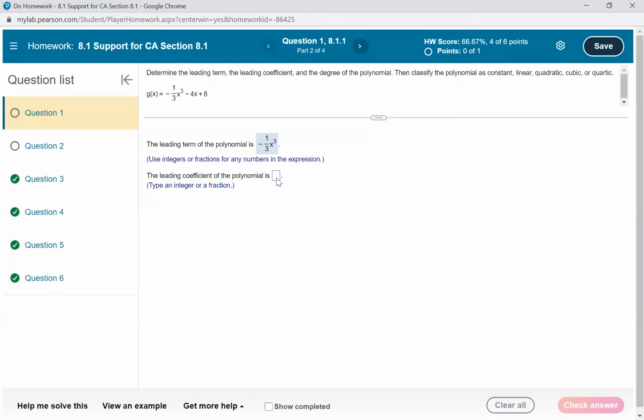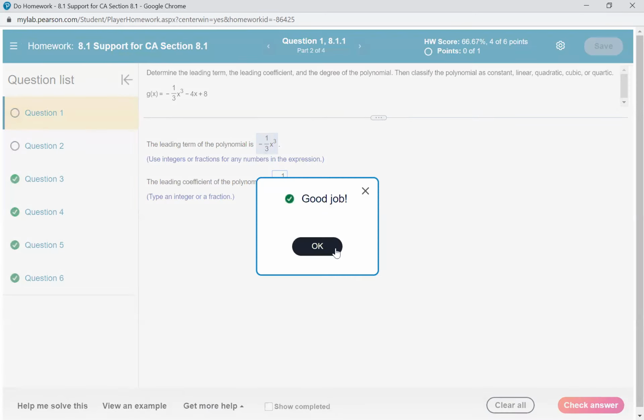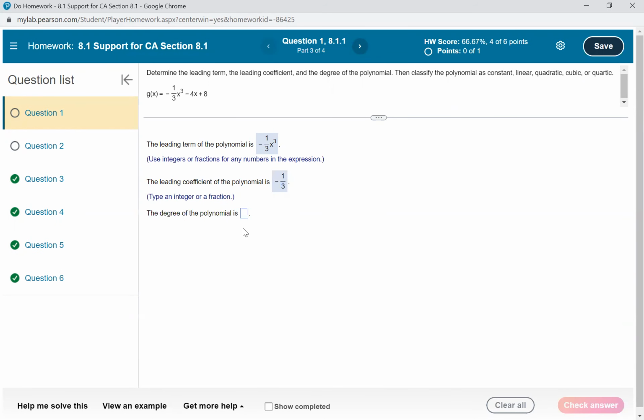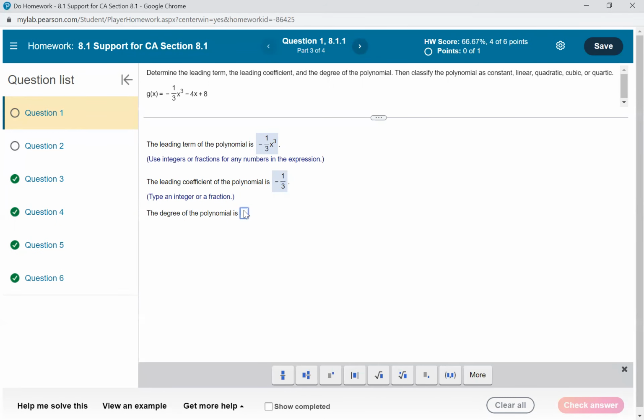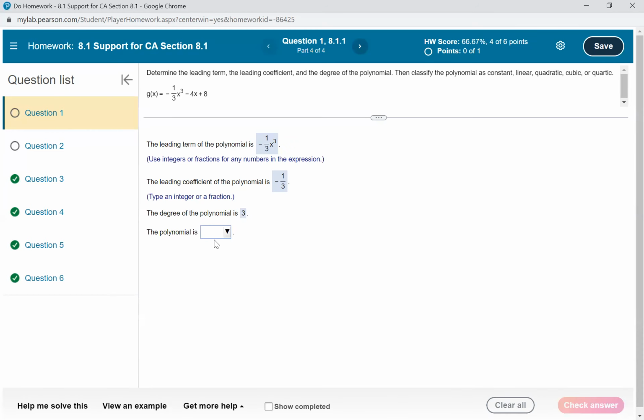So my leading coefficient of this one is going to be that number, which is what, negative 1/3. The degree of this polynomial is 3, because that's my highest exponent. And then y'all, since that had a degree 3 exponent, this would be cubic.